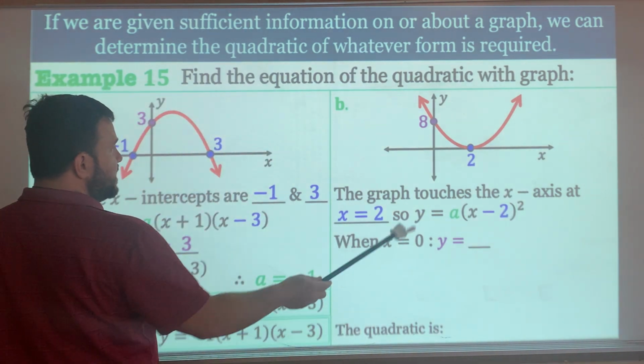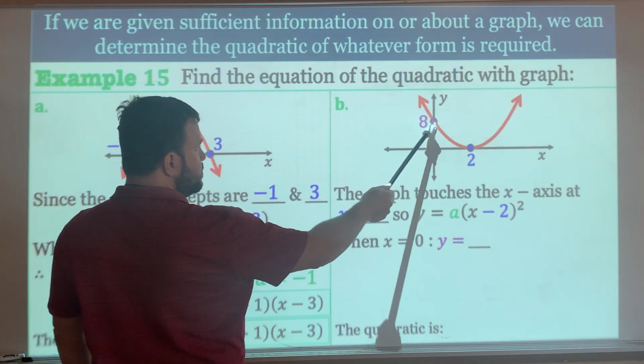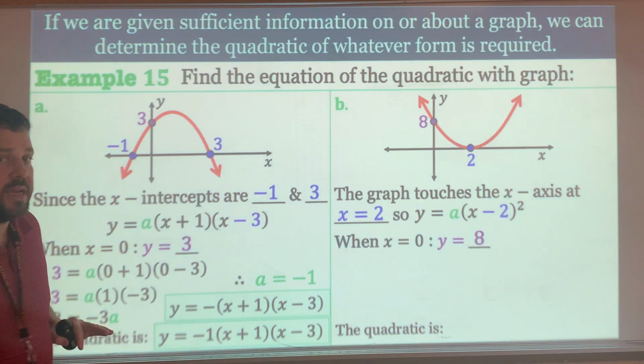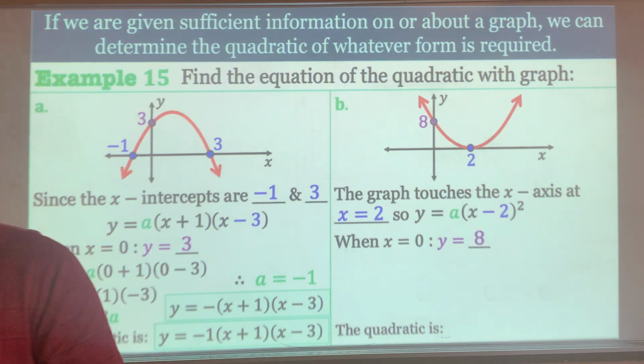Now, when x equals 0, what does y equal? 8. So we're going to use that point to find a. So use that to find a. And then you're going to do a bunch on your own.